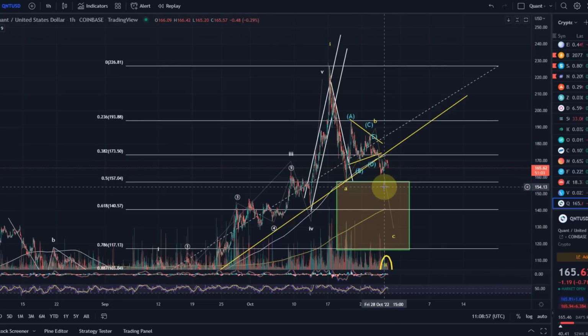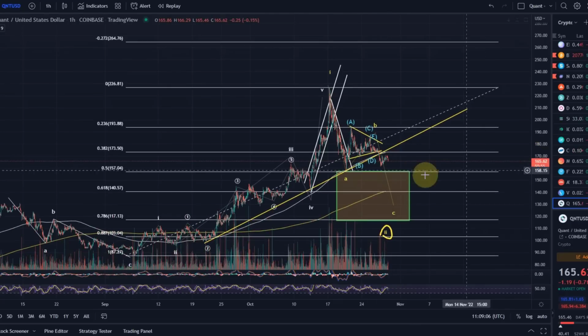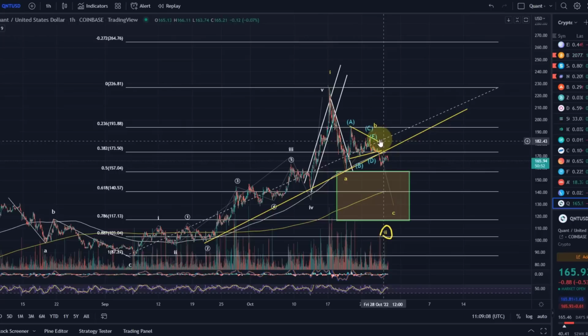There will certainly be some kind of a reaction at this 50% retracement level. It's never 100% guaranteed, but I would be surprised to go through straight away. That would rather strengthen my view that this wave C is ongoing, right? But yeah, this is the next key level.